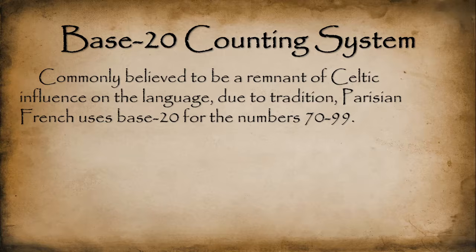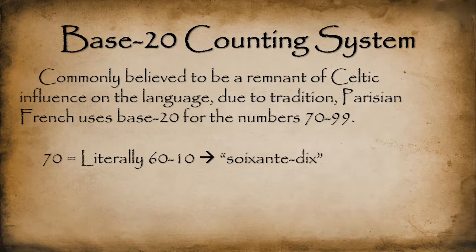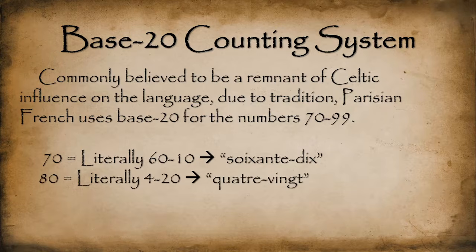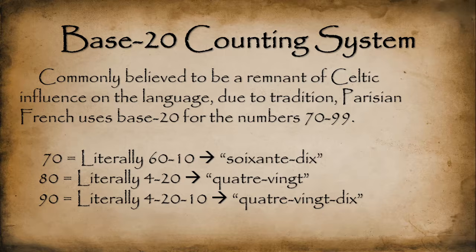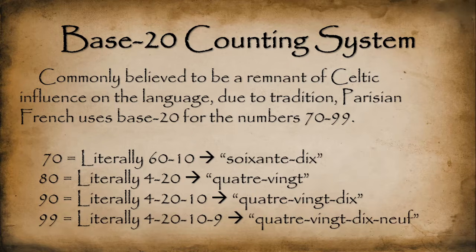Commonly believed to be a remnant of Celtic influence on the language, due to tradition, Parisian French uses base 20 for the numbers 70 to 99. 70 is literally 60-10, soixante-dix. 80 is literally 4-20, quatre-vingts. 90 is literally 4-20-10, quatre-vingt-dix. And 99 is literally 4-20-10-9, quatre-vingt-dix-neuf.